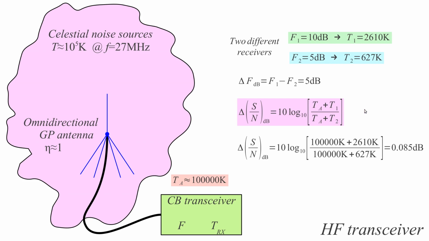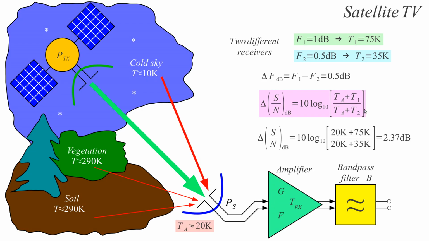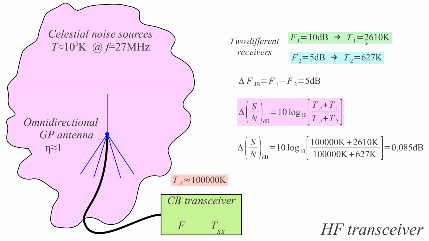So this is just the opposite example as we had here. Here we had an example when this was very sensitive to the noise. Satellite TV was very sensitive to the noise figure, very big differences in the signal to noise ratio. While in HF reception, big differences in the noise figure make no difference in the received signal to noise ratio. So here the quantity is really important.